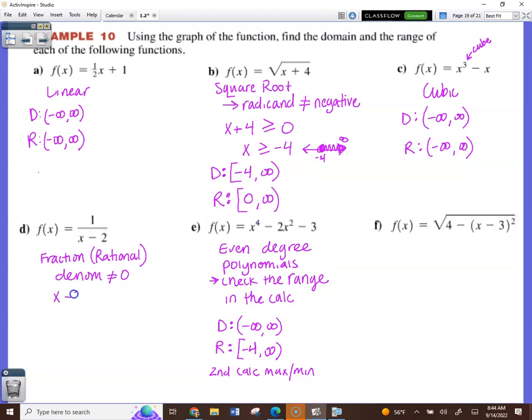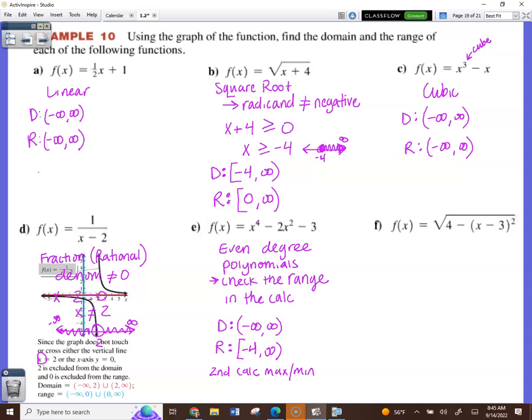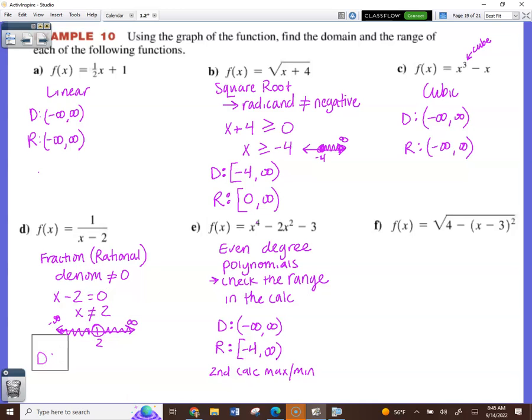Okay, so you set the denominator equal to zero, solve it, and then that is your restriction. Imagine a number line shaded with an open circle on two. Got your negative, the positive. So the domain is negative infinity to 2, hopping over 2, and going to infinity.